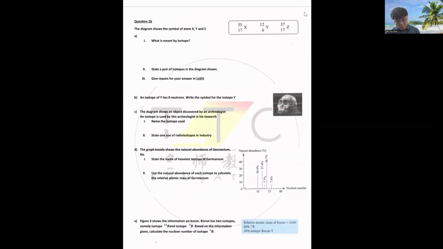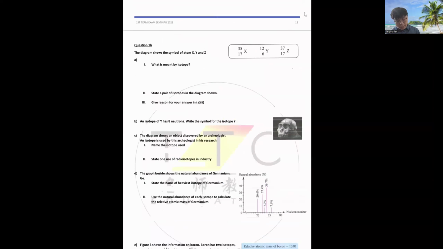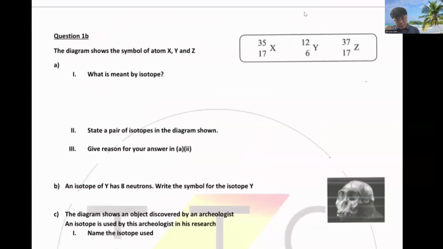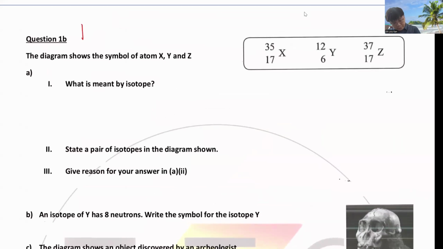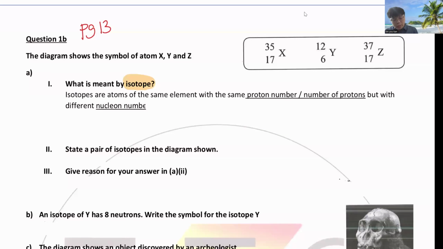Let me find a very similar question. You turn to page 13, a quick one. This is a simple chapter two question. For chapter two, most probably you will be asked the definition of isotope. Quite high chance. I think all schools will ask you what is isotope. So this is the answer.